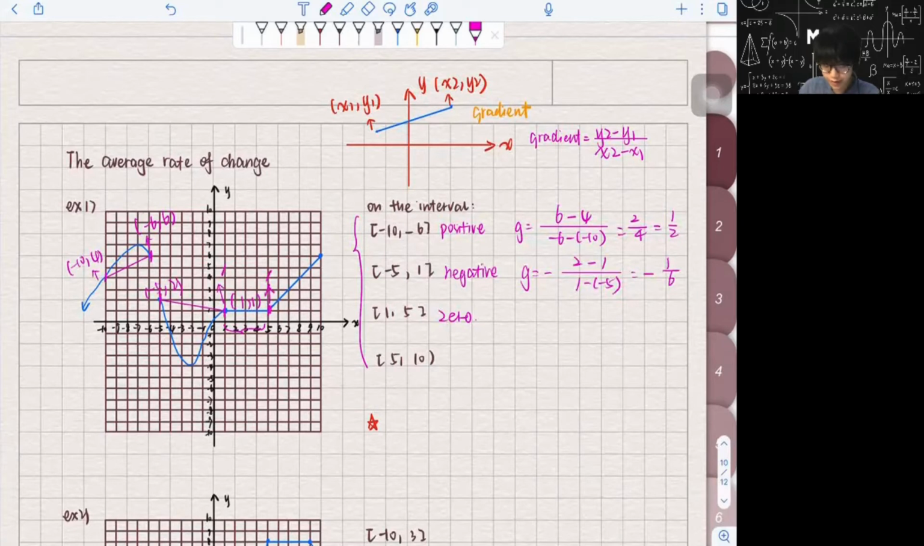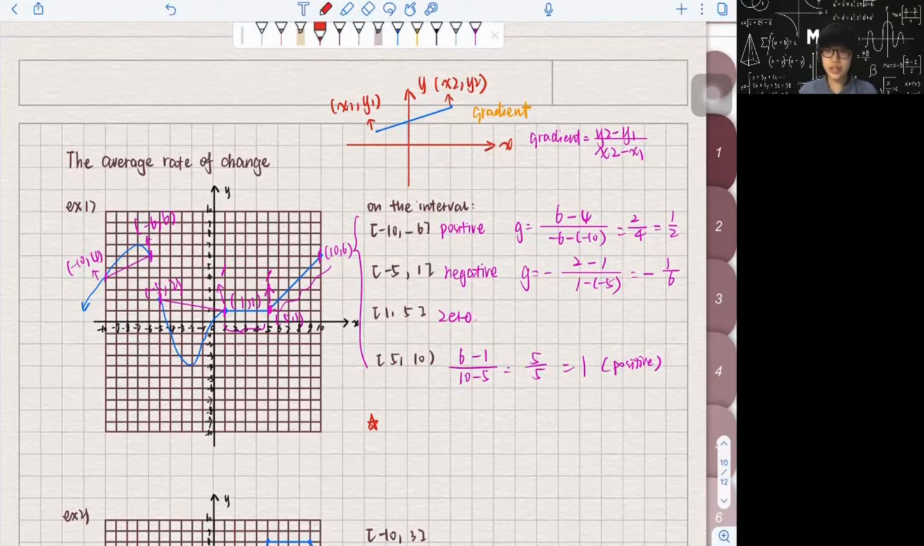And from 5 to 10, it's very easy to calculate because it's just a straight line. So here is 10, 6, here is 5, 1. So it's very simple. 6 subtracts 1 over 10 subtracts 5. So it is 5 over 5 equals 1. And yes, also it's positive.